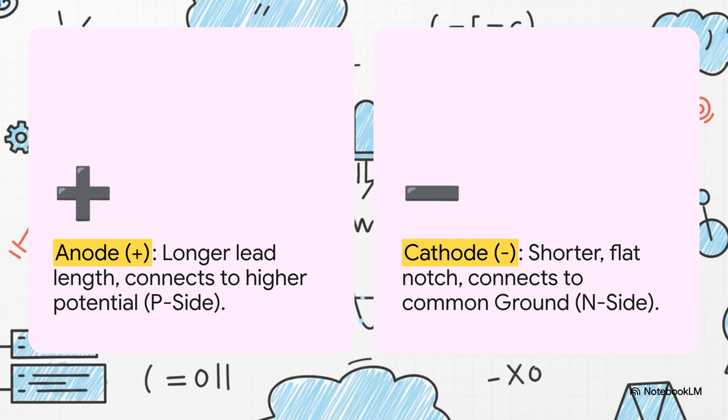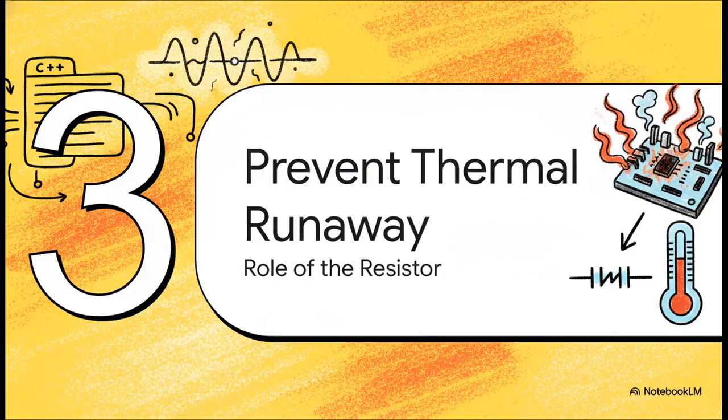Now we have our perfectly crafted C++ code, and we understand the quantum physics of our physical light. But before we connect the two directly, we need part 3, preventing thermal runaway. Let's look at the critical role of the resistor.